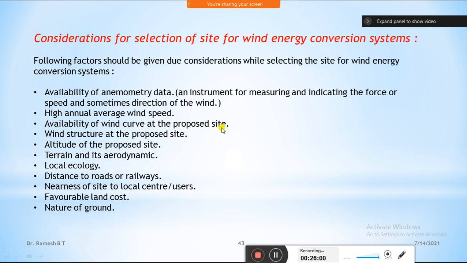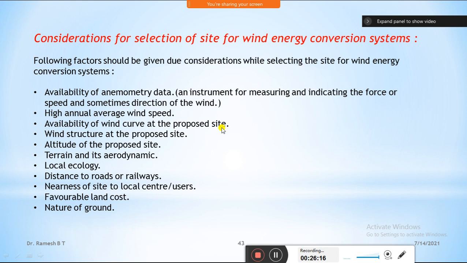Okay, so that wind curve should be good. If the wind curve is good, it can easily rotate the wind blades and easily produce the lift force and drag force. So the next consideration is wind structure at the proposed site.